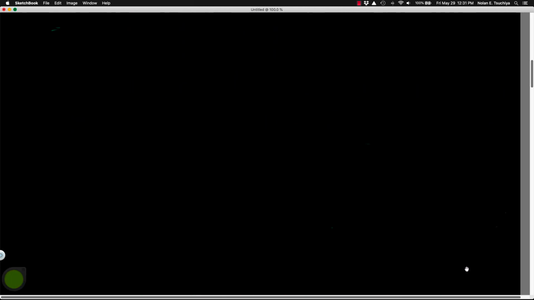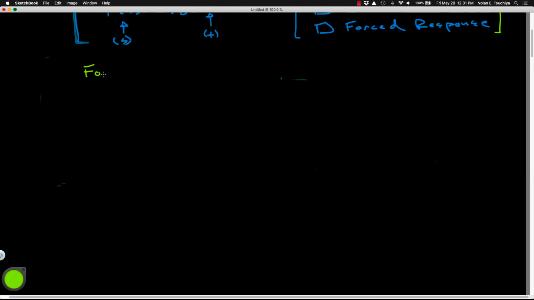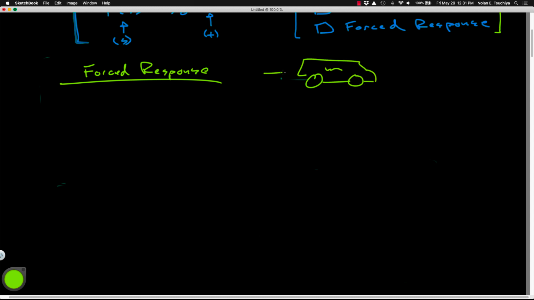That should give me enough room here. Okay, so the forced response. Okay, so I've got some dynamic system. I know the input and I want to find the output. Okay, that's the idea. I have some real life system and I've modeled it, so I've got the transfer function and I know the input. I just want to figure out what the output is going to be for that particular input.